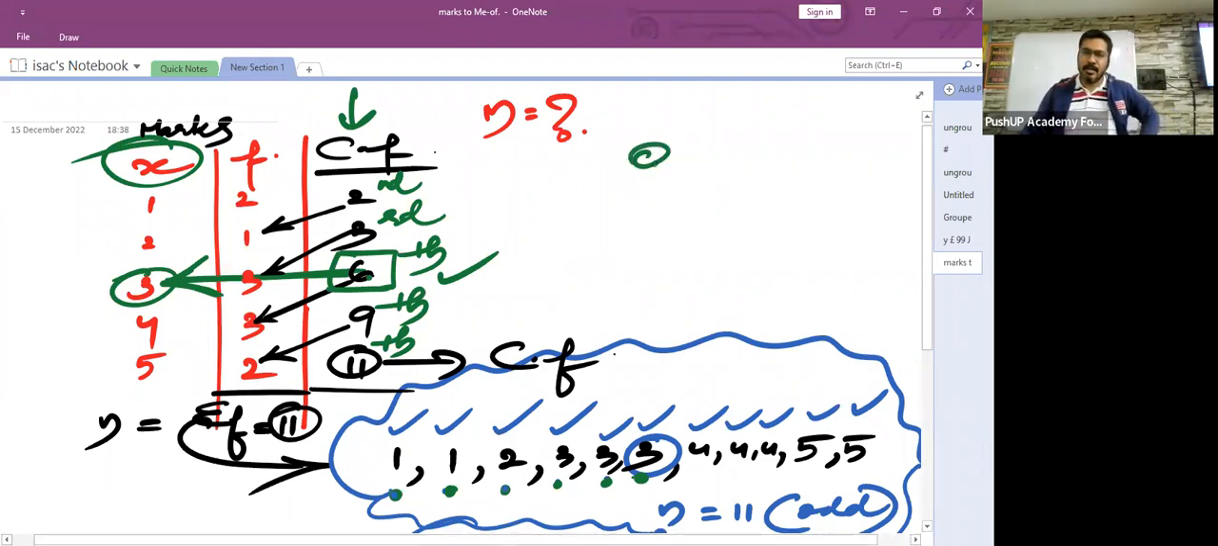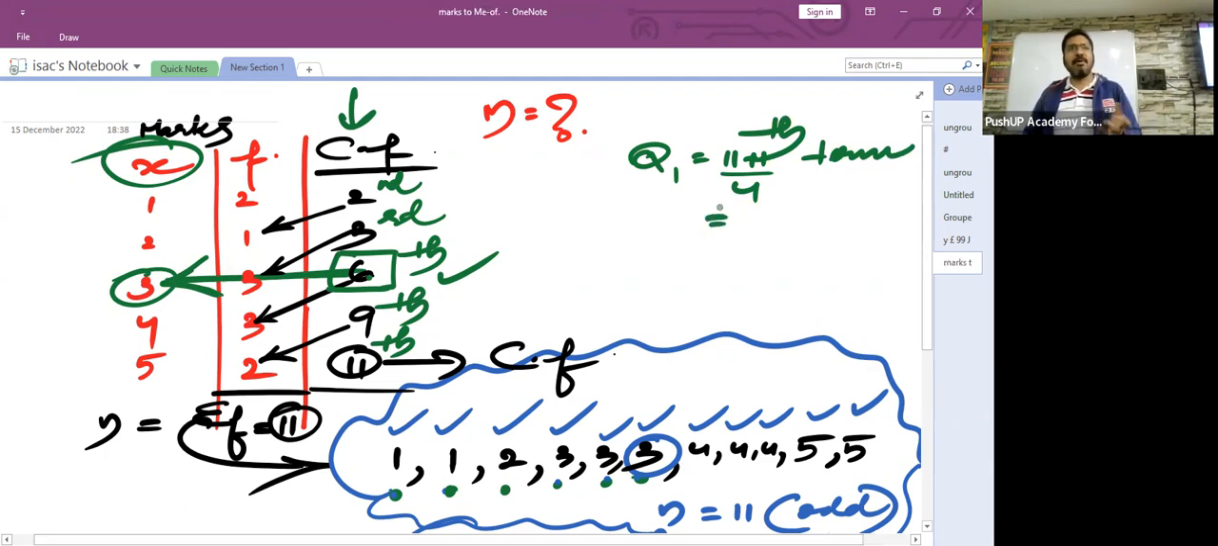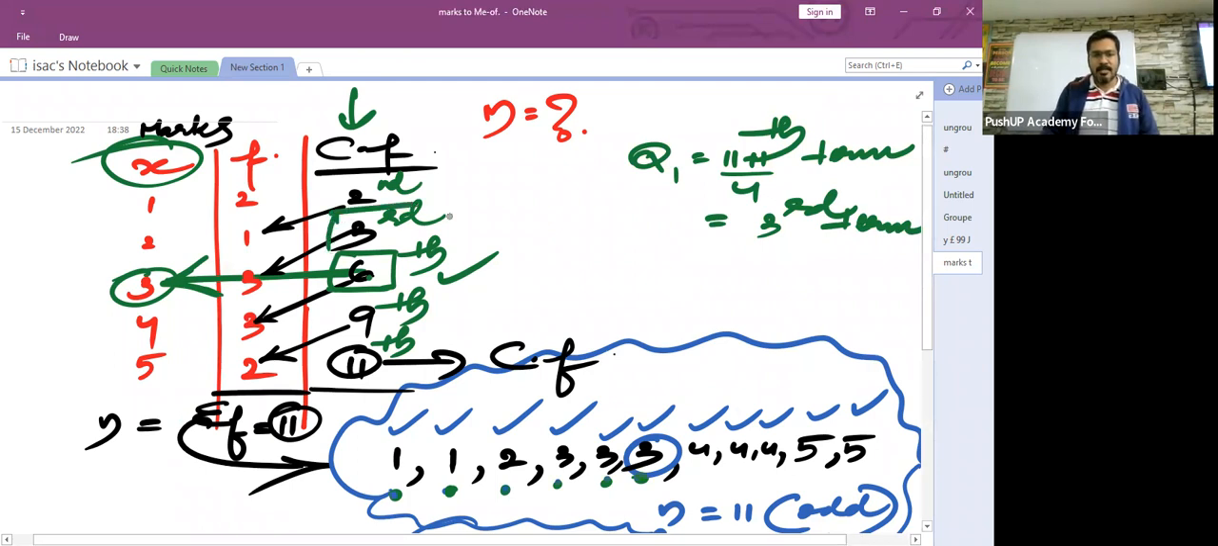Now you'll never forget the concept, children. Even if I ask you to find the lower quartile, you can easily find it. What will be the lower quartile? 11 plus 1 divided by 4th term, isn't it? The formula is (n plus 1) by 4th term, but the actual meaning is 1 by 4th of the given number of observations, isn't it? Anyways, 12 by 4 is the third term. So children, go to the column of cumulative frequency. Where is the third term? Over here. What is the corresponding value for the third term? 2. So your lower quartile will be 2.